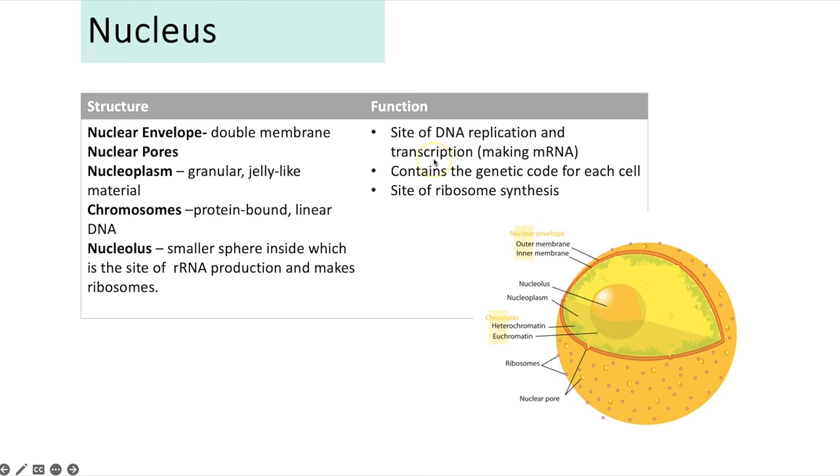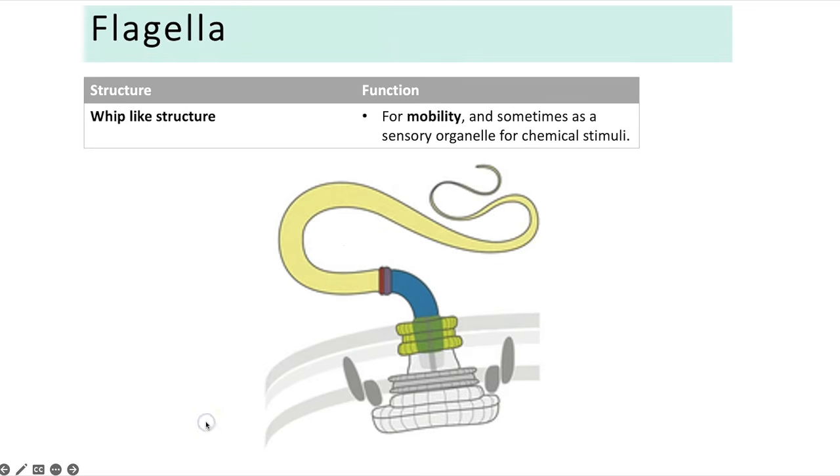So the function then, it is the site of DNA replication. It's also the site of transcription, which is the first stage in protein synthesis, which results in the creation of mRNA. It's also the site of rRNA production and ribosome synthesis, and it contains the genetic code for each cell.